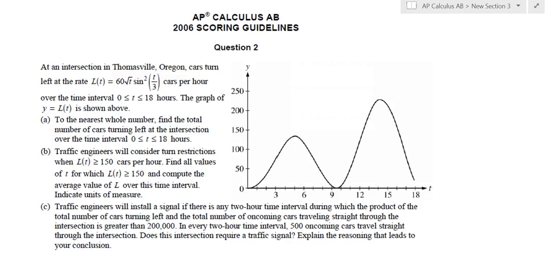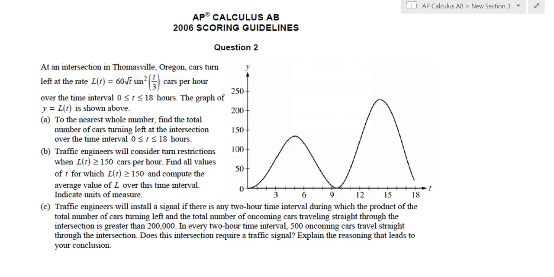Not cars through an intersection, but the cars turning left. So if you plug a number into L of t, you don't get how many cars have turned left. You get the rate that they're turning left at that moment in time. Which means if I integrate L of t, what do I get? The number of cars that have turned left over that time interval. And that's the very first thing they ask.